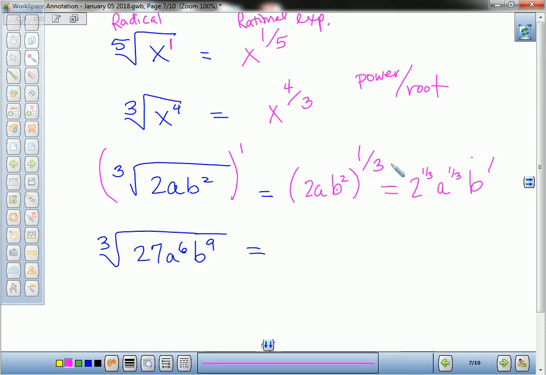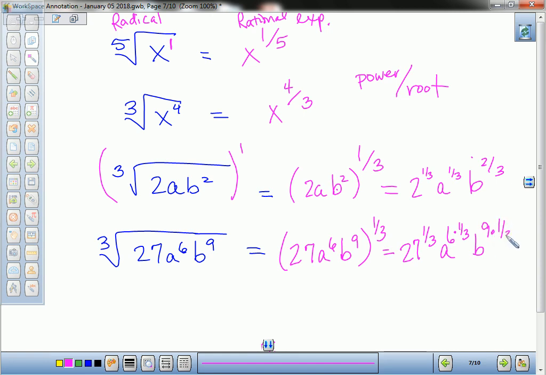Whoops, 2 to the 1/3 is 2/3. So this is if we just raise the entire product to the power. So what would this look like? Well, this is kind of interesting. This would become 27, a to the 6th, b to the 9th, and because this is a cube root, it would be the 1/3 power. So this is 27 to the 1/3, a to the 6th to the 1/3, b to the 9th to the 1/3.